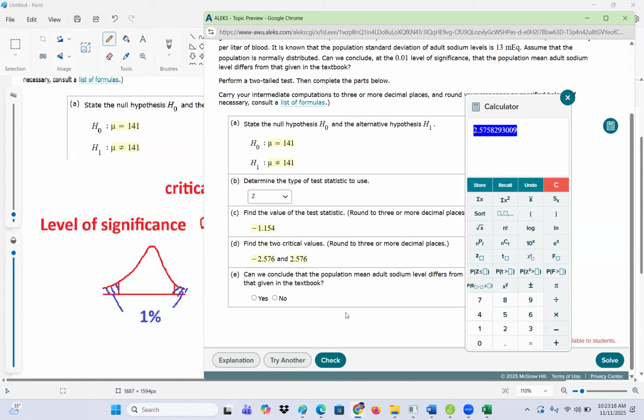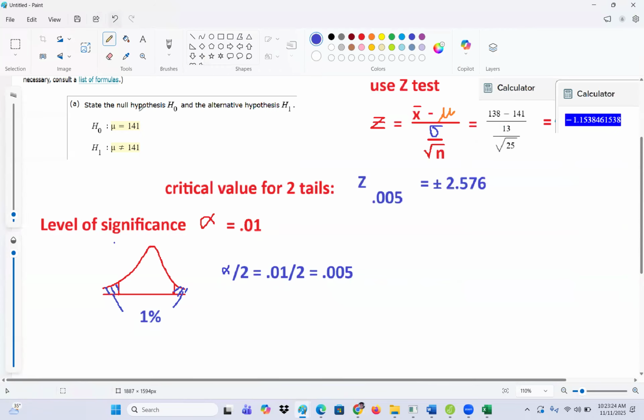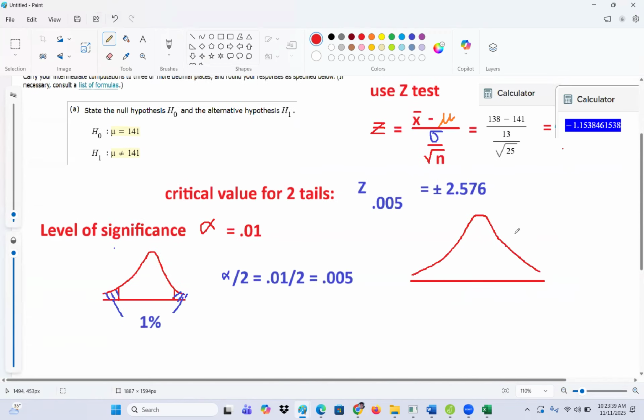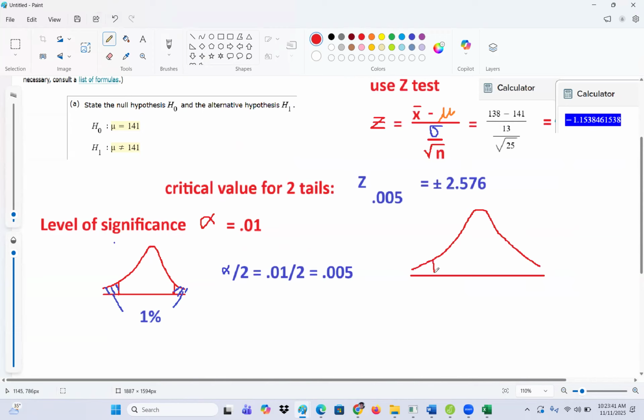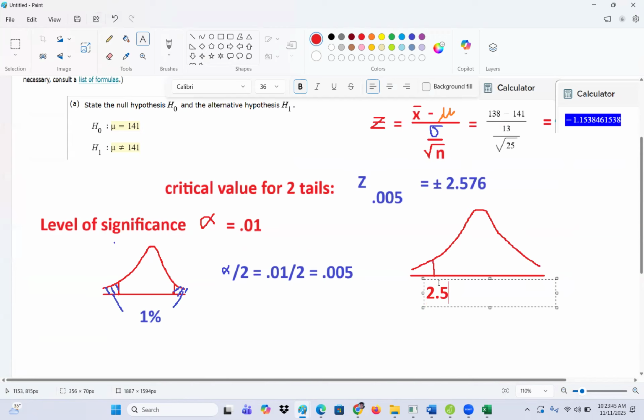All right, guys. So when we're trying to take on this chapter, we have to make sure that the testing value will be coming from the alpha. We don't really care about the positive part because the z-score that we have was negative. So this is 2.576. That is the testing value.